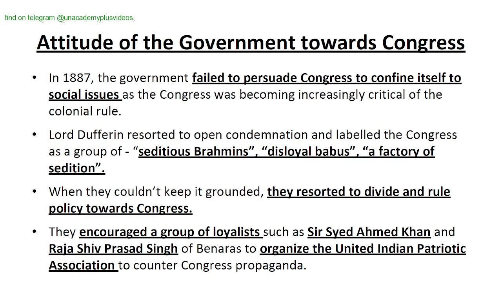They encouraged a group of loyalists such as Sir Syed Ahmed Khan and Raja Shiv Prasad Singh of Benares to organize the United Indian Patriotic Association to counter Congress propaganda.